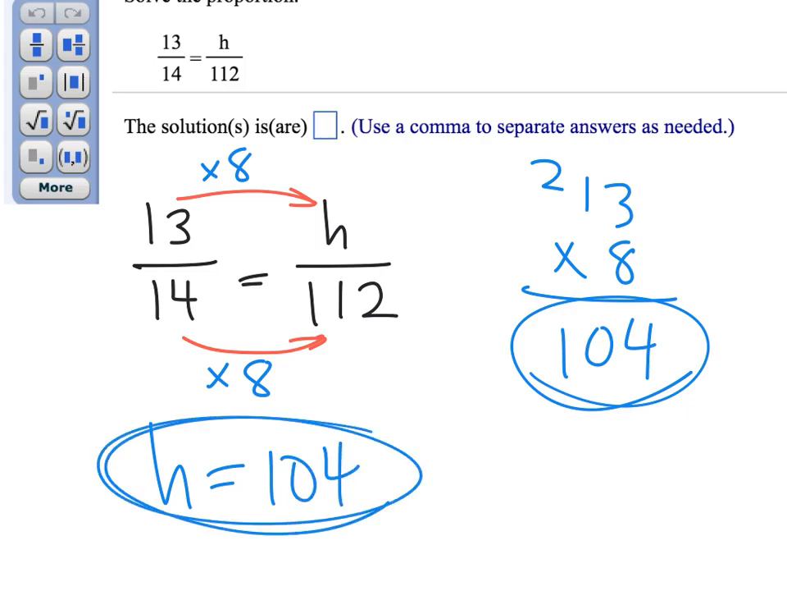Boy, we didn't have to use algebra on this one. If we were going to use algebra, we would have had to multiply 13 times 112, and then we would have had to divide by 14. Simply multiplying by 8 is a whole lot less work.